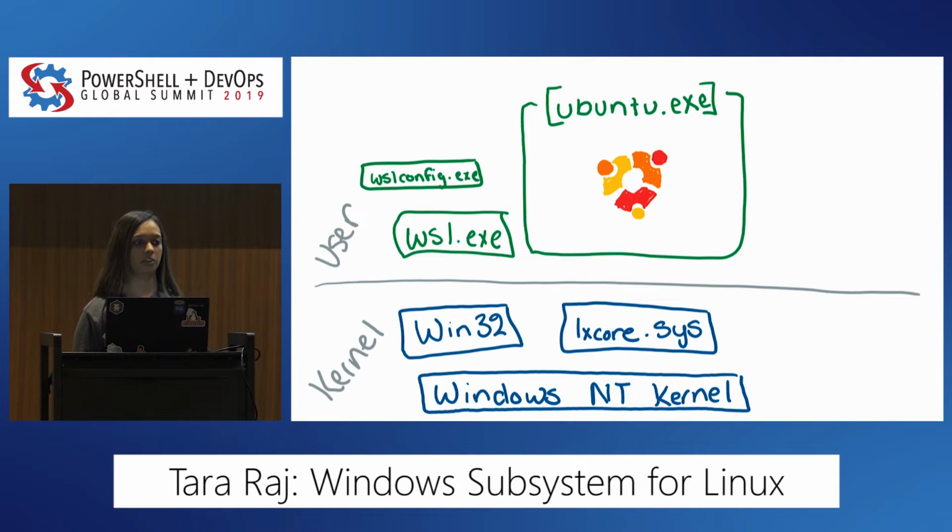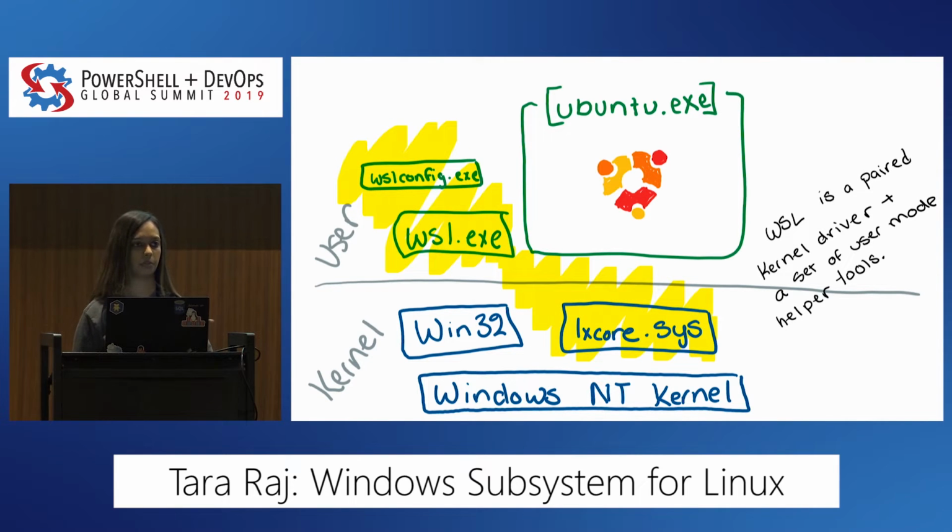We have that Ubuntu executable. I was running Ubuntu 18.04. We have a couple utilities that we also ship with WSL. So we have a config helper, as well as a WSL executable, which is a command line utility to help you better manage your instance. Then we have the kernel itself. So we have LX Core Sys, which allows you to interface between the kernel itself and user mode. And then we have the Windows NT kernel, which then communicates directly with LX Core.